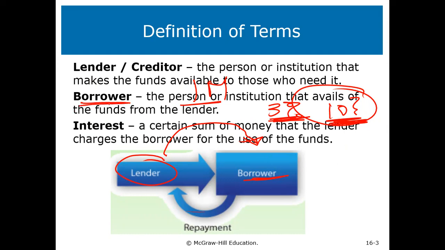Okay, so I mentioned to you the borrower and the interest is that certain, take note, certain sum of money that the lender charges the borrower for the use of the funds. I'm sure alam niyo yan, no? I'm sure at this stage in your life, alam niyo, for example, if I put the money in the bank, I expect something in return. If I lend money, I expect something in return. Yung return na yon, yung certain sum of money na yun that we charge the one who's using our funds is called your interest. Okay? So this is the formal definition of interest. Okay, ito yung circular flow. Okay, ito yung financial system.